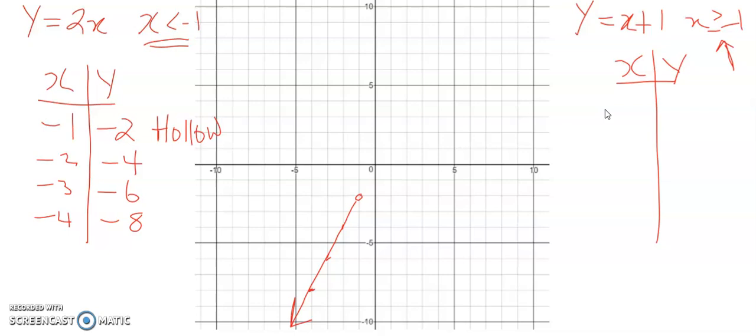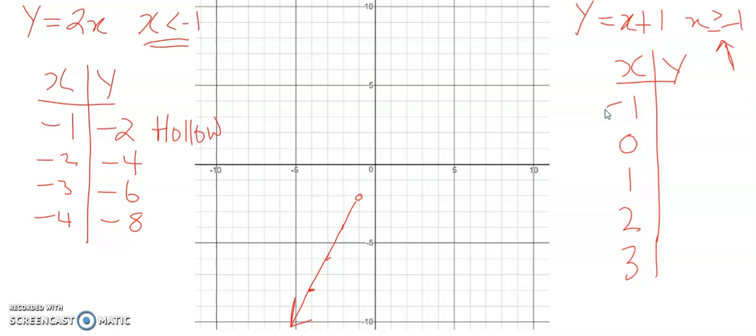Let's go to the other piece, y equals x plus 1. Now, this time I have to use x values greater than or equal to -1. So I include -1 again. But now I also put in x values greater than that. So like 0, 1, 2, 3. You can put in as many as you like there. Let's put those into that second function.